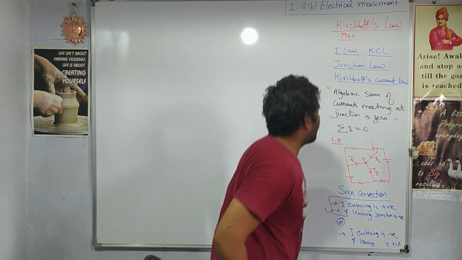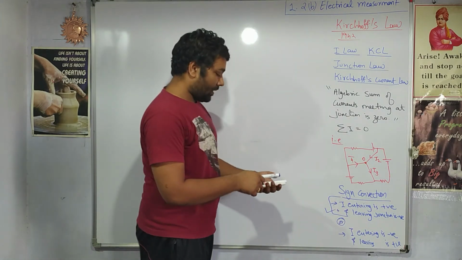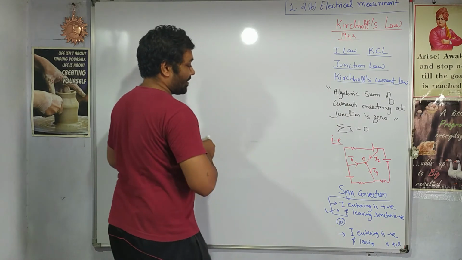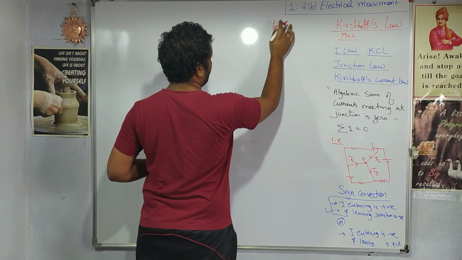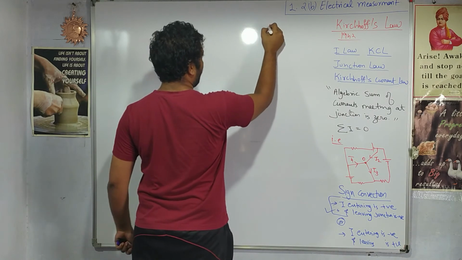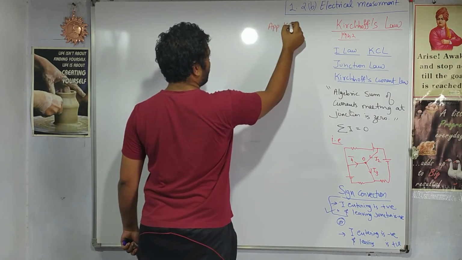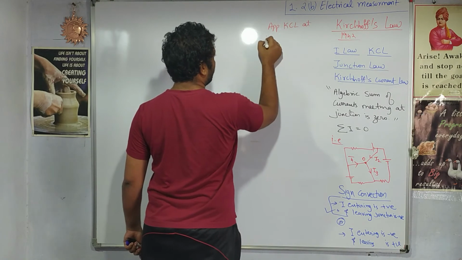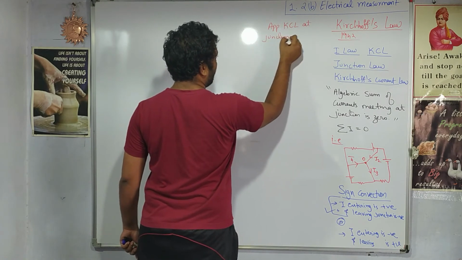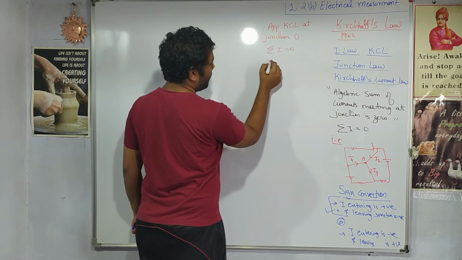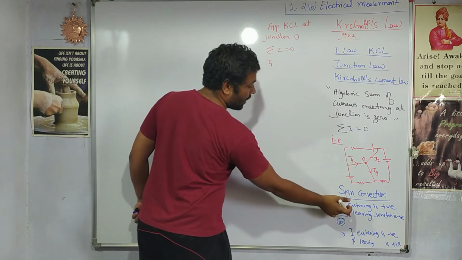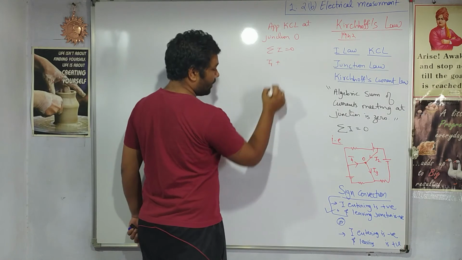Now using this sign convention, if we try to simplify this, then what does it become? You should write it this way: applying Kirchhoff's current law at junction O, the algebraic sum of the current is 0. I1 is entering, so as per the sign convention it is positive.